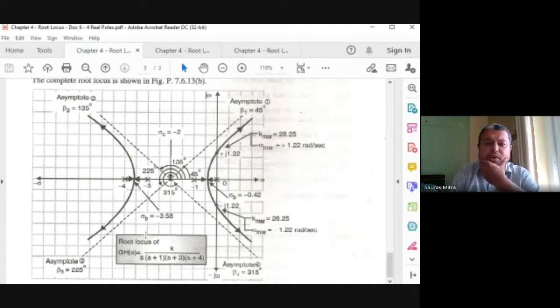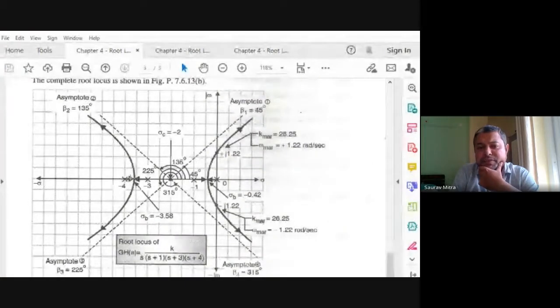And you can see that for all these four paths, one starts from 0 going to infinity, another from minus 1 going to infinity, another from minus 3 going to infinity, another from minus 4 to infinity. For all these paths, there are guiding lines. So these four guiding lines are called asymptotes. The first asymptote starts from this point. So what is the value of sigma c? Sigma c is minus 2. Sigma c is the centroid.